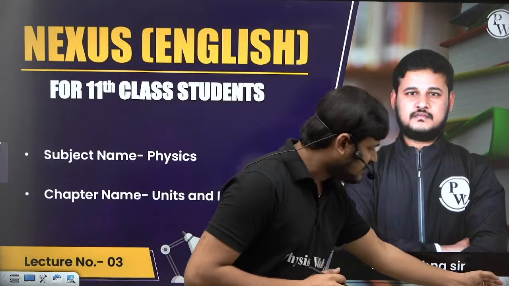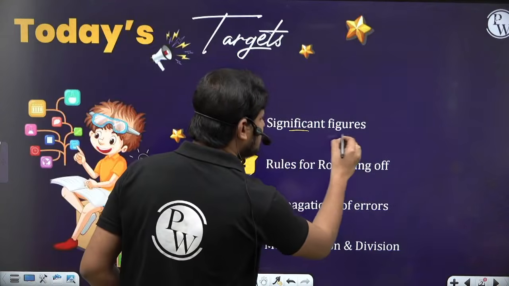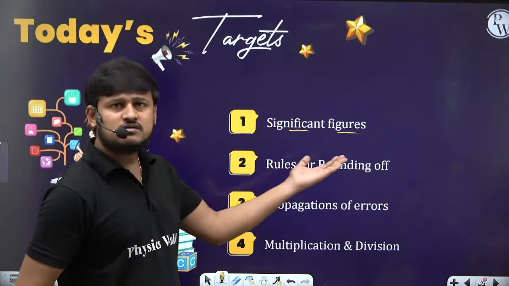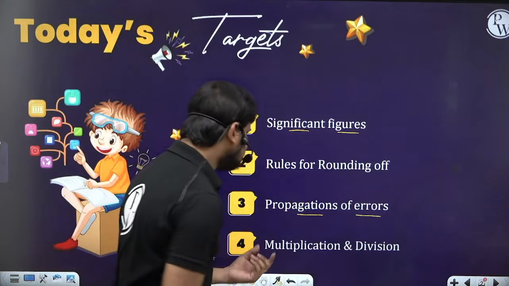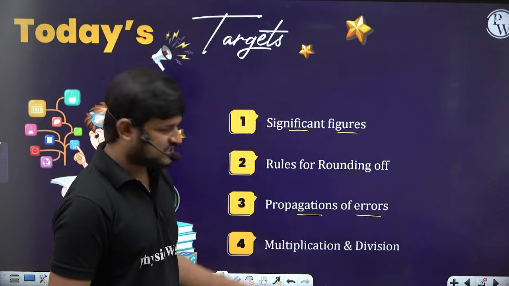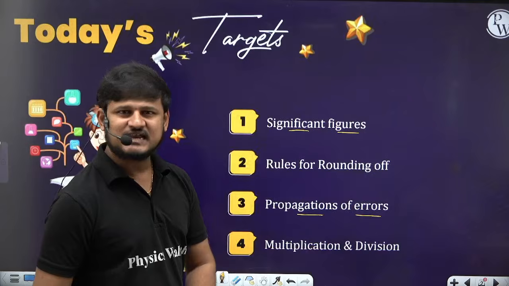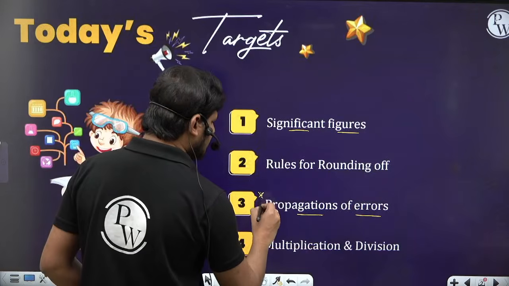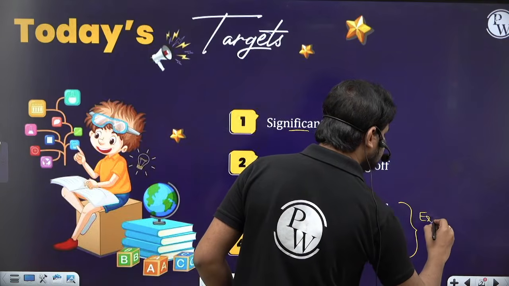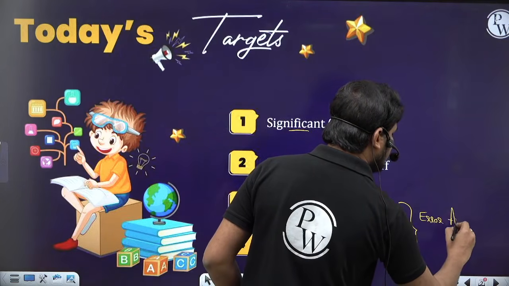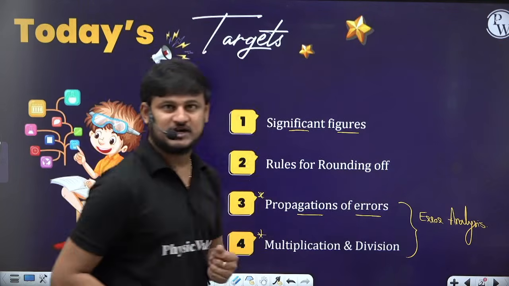In lecture number 3 we cover the simple topics, such as what are significant figures, what are the rules for rounding off the numbers, and then the propagation of errors in multiplication and division in the case of error analysis. I can combinedly call these two as error analysis. This part is going to be very important, where the application of this we'll see in future chapters as well. Okay, so this is very important.